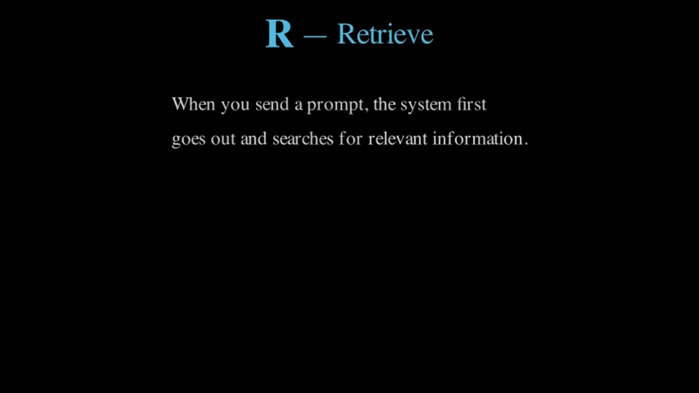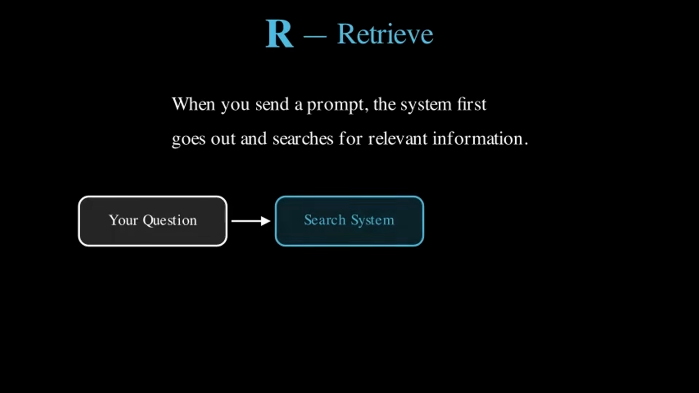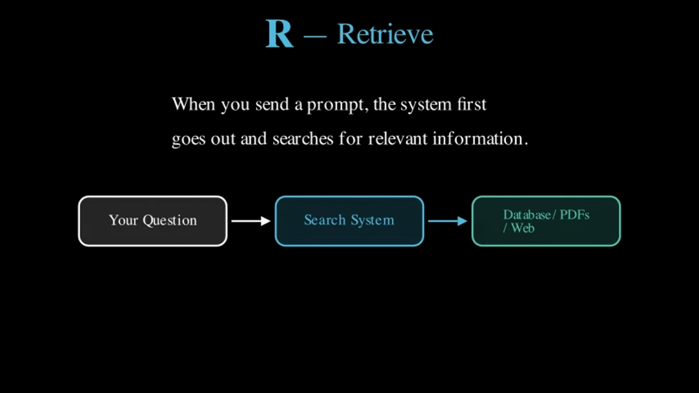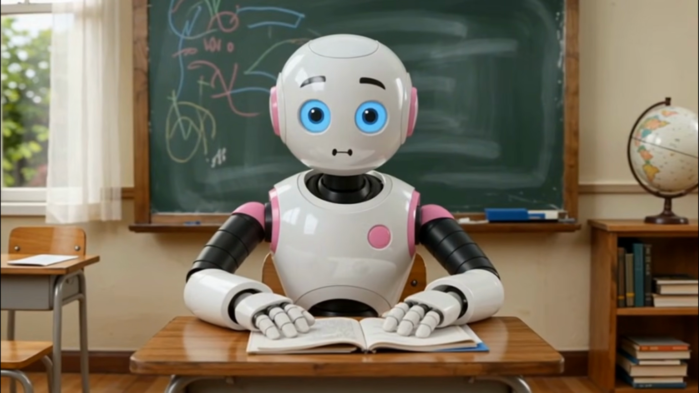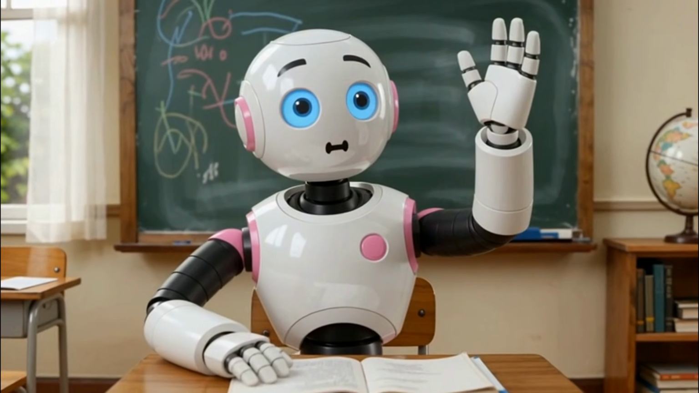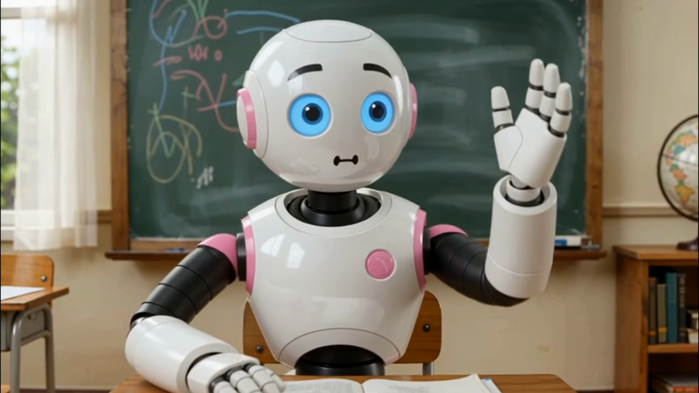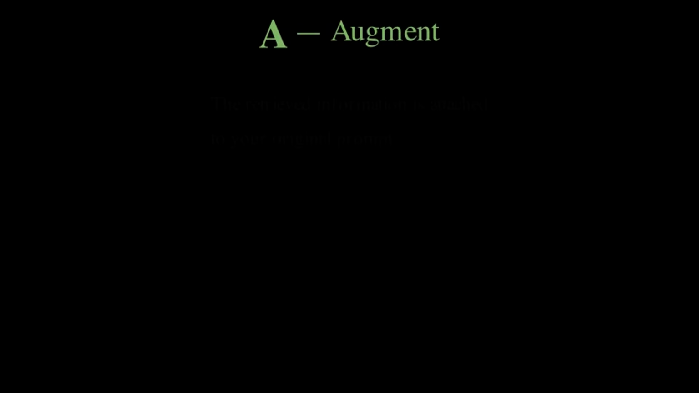Step one is retrieve. When you send a prompt or ask a question, instead of the large language model immediately jumping to the answer, the system first goes out and searches for relevant information. This could be searching a database, scanning through a collection of PDFs, or even searching the web in real time. Think of it like a language model raising its hand and saying, "Hold on, let me look that up first," before opening its mouth.